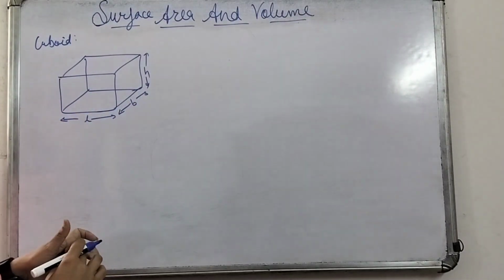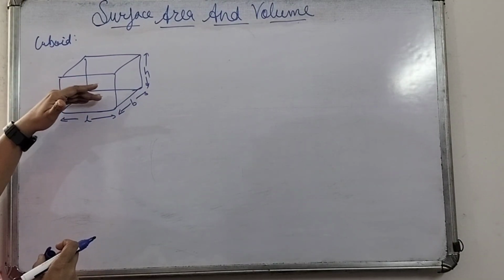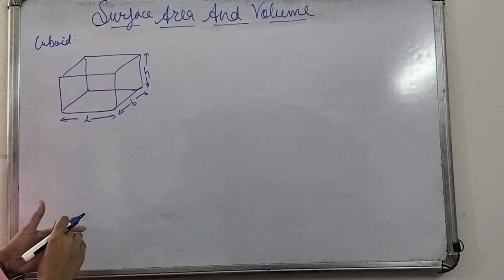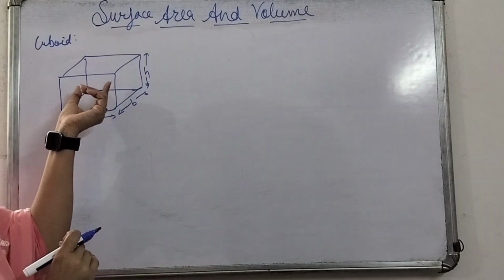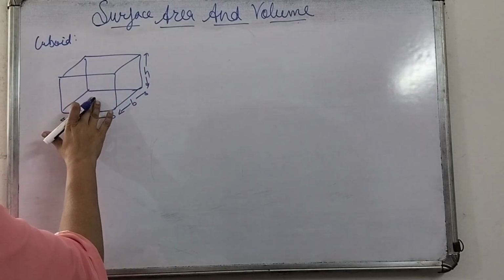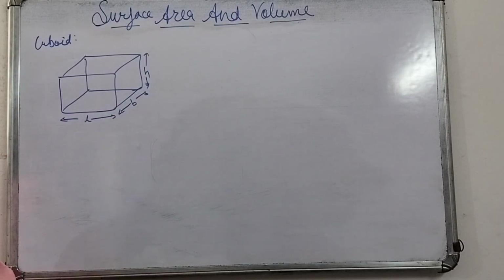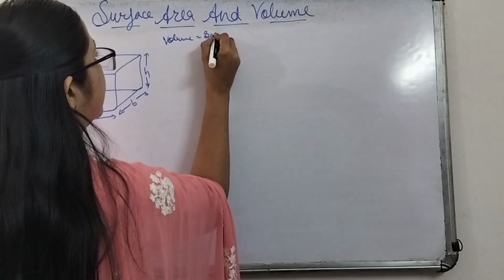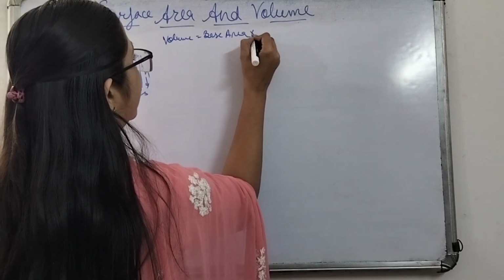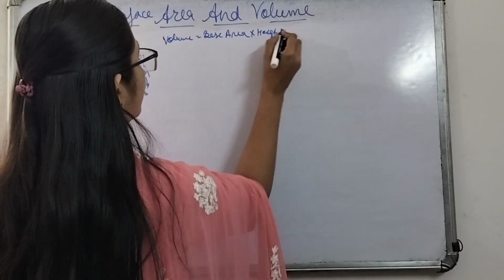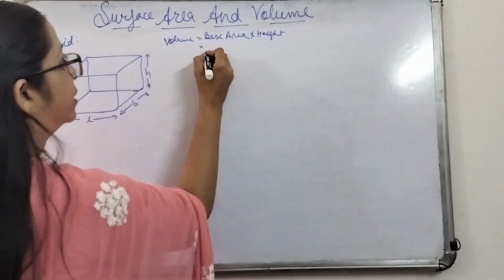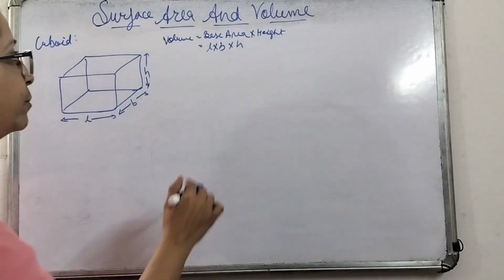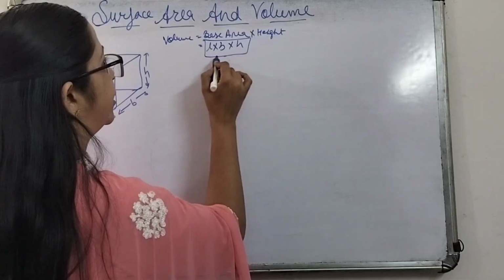If we keep these same rectangles one over the other up to H height, then we get a cuboid. So the volume of the cuboid will be base area multiplied by its height. Base area will be L into B and height is H. So the volume of the cuboid is given by L into B into H.